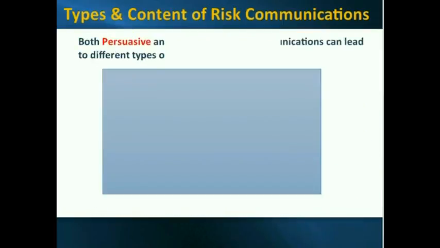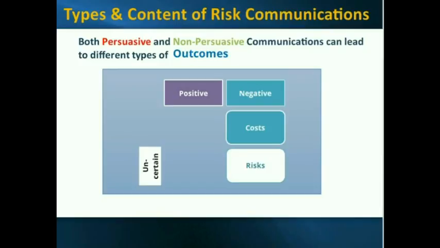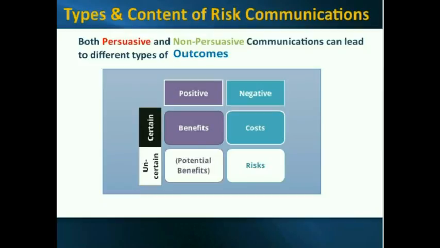Both forms of communication can talk about outcomes, either negative or positive, that is risks or costs, and sometimes these outcomes are uncertain because we do not know what will happen, or the outcomes could be certain, and it varies from situation to situation and person to person. This kind of communication will allow a recipient to weigh both the costs, the risks, and the benefits, and make a decision appropriately.